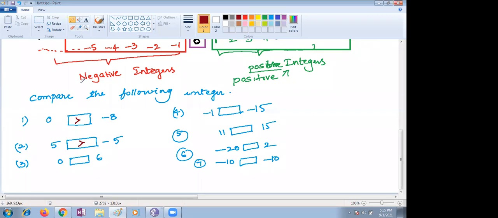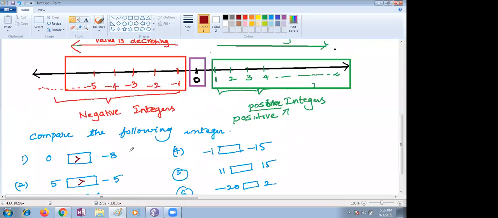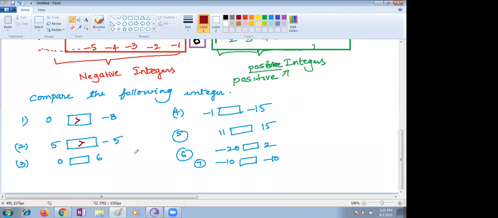Very good. Next question to Drona. Drona, please compare this. Yes, ma'am. Ma'am, third one, ma'am. Yes, Drona. Ma'am, can you scroll? Yes, ma'am. 6 is greater, ma'am. Reason, Nana.